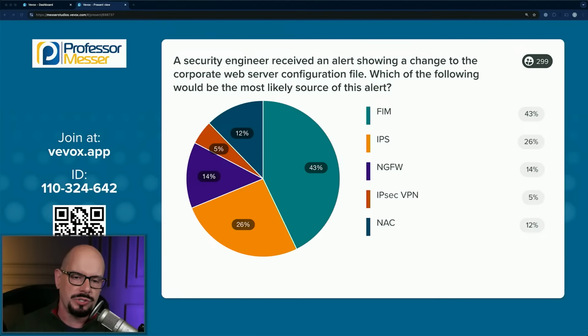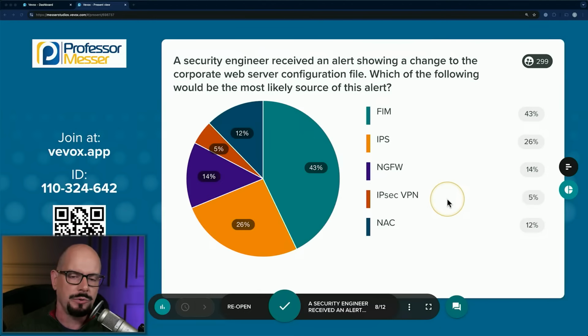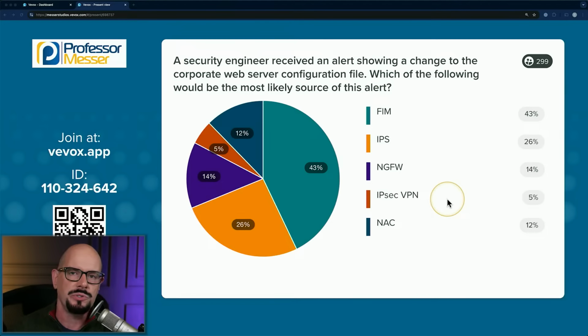And then only 5% chose IPsec VPN. That's obviously a way to connect devices together using an encrypted tunnel to secure that data, automatically encrypt all the data we put across that tunnel. Has nothing to do with getting an alert about a change to a configuration file. And most of you knew that. Only 5% of you chose that one. The answer here, the one we were waiting for, was a FIM. That is your file integrity monitoring. That's what we were looking for.